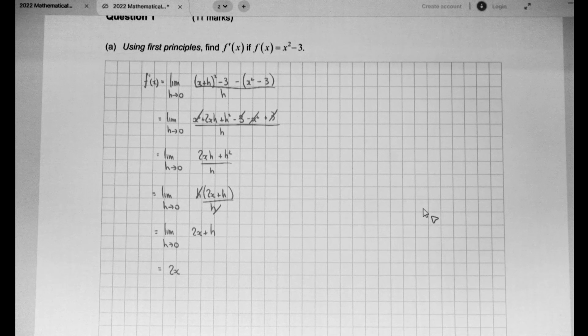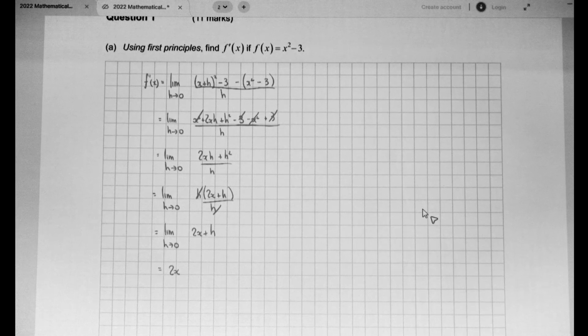Also, one other thing that often gets asked is that they're not required to state that h is not equal to 0 in this. Yeah, it would be nice to have it, but yeah.